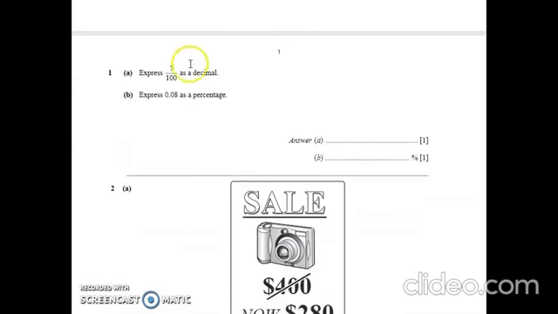Okay, so we have the first question over here. Express 7 upon 100 as a decimal. So now this is very easy. Since it's divide by 100, we will go back 2 places. 1, 2. Now a decimal point will come over here. So the answer is 0.07.